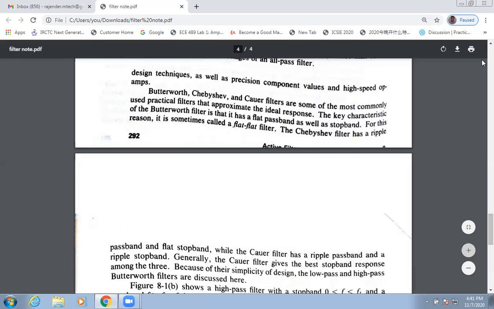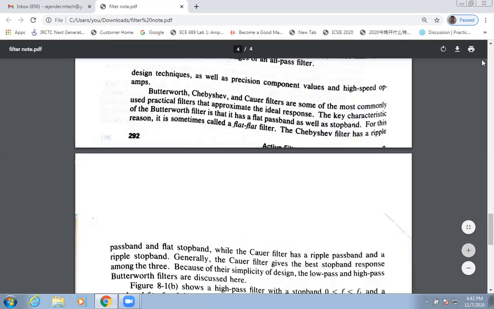Butterworth, Chebyshev, and Cauer filters are some of the most commonly used practical filters that approximate the ideal response. The key of the Butterworth filter is that it has a flat pass band as well as stop band. For this reason, it is sometimes called a flat filter. We can say that the Butterworth filter, which has a flat pass band as well as stop band, is sometimes also called flat filter. Chebyshev filter has a ripple pass band and a flat stop band, while the Cauer filter has a ripple pass band and a ripple stop band. Generally, the Cauer filter gives the best stop band response among the three.